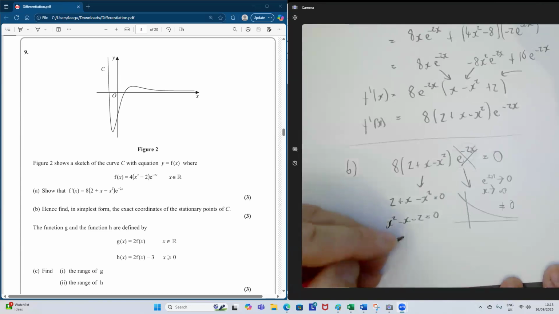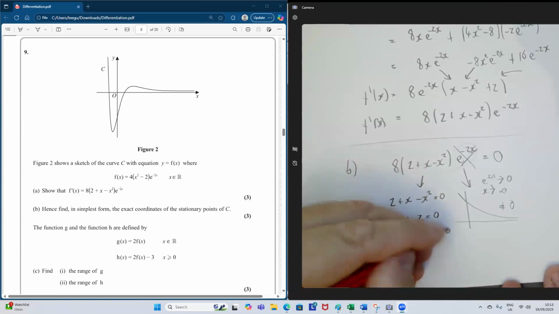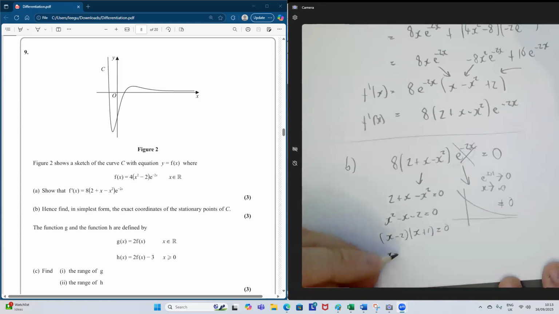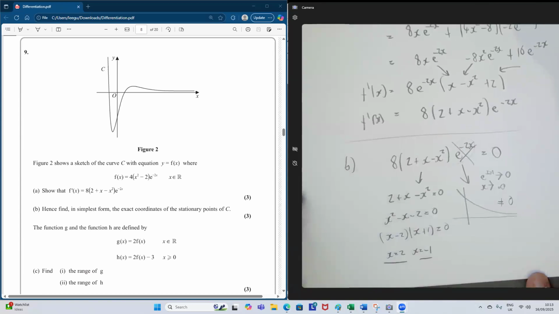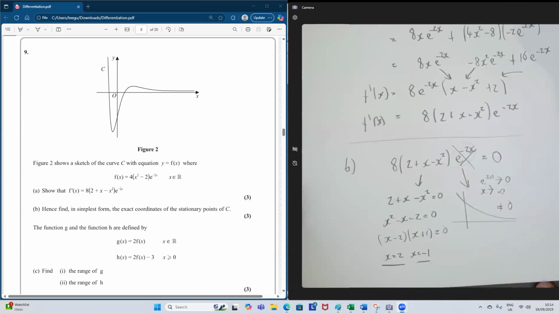So that's going to be (x minus 2) times (x plus 1) equals 0, which gives us solutions of x equals 2 and x equals minus 1. So they are our two values of x that correspond to the turning points. And I think it says, hence find in its simplest form the exact coordinates of the stationary points. So that means we need to find the corresponding y values that match our two x values.